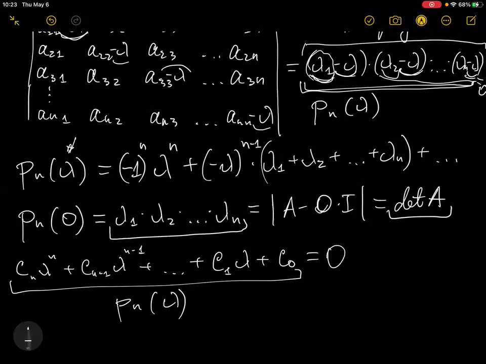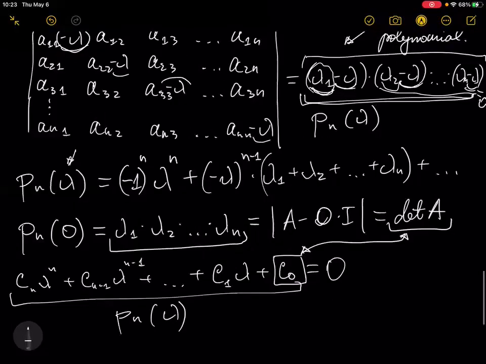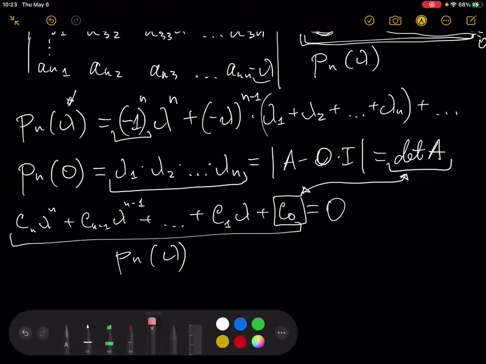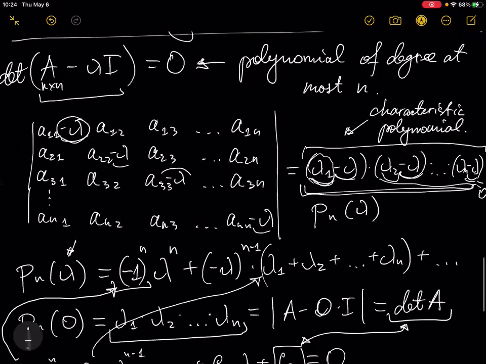But then if I substitute here lambda equal to 0, I'm getting that this coefficient is nothing else but the determinant of A, right? So you know that in your characteristic polynomial, this coefficient, the free term, the constant, is always equal to the determinant of your matrix A. Then, what we have found here is that this coefficient c_n is always negative 1 to the power n, where n is the size of your matrix, right? Okay, and this is always equal to the sum of eigenvalues.